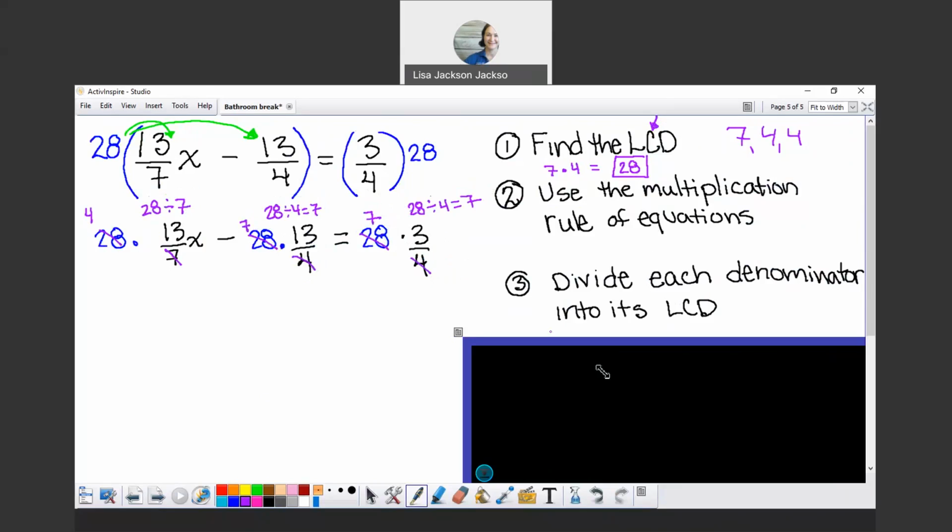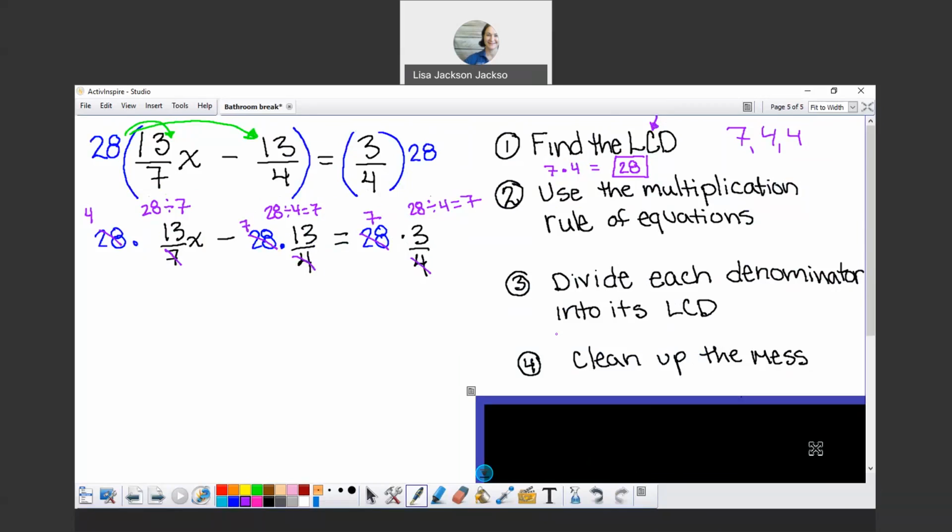So let's clean up the mess. What do we have left? Here we have this 4, and it was left over from the 28. So we have to multiply this 4 times this 13x. Here we had a 7 left over from the 28. We're going to multiply it times 13. And equals, this 7 was left over from that 28. So we're going to multiply 7 times 3.